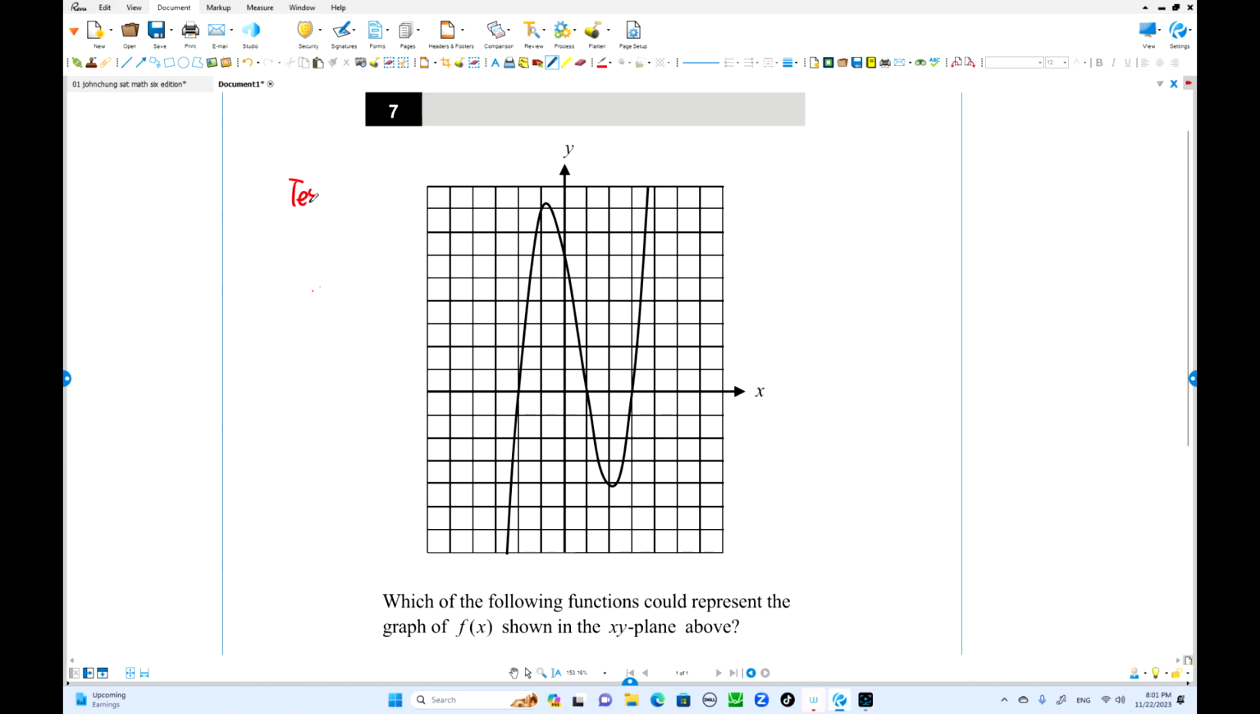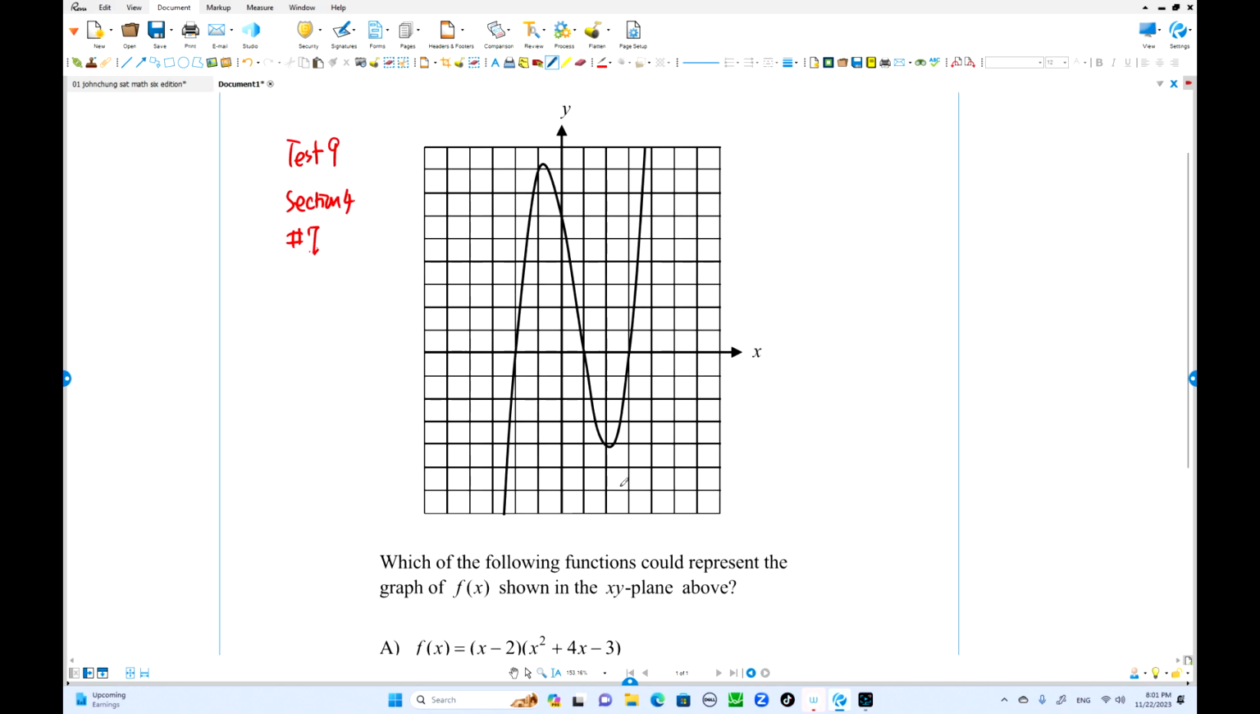Test 9, section 4, and number 7. Okay, I chose one wrong choice.